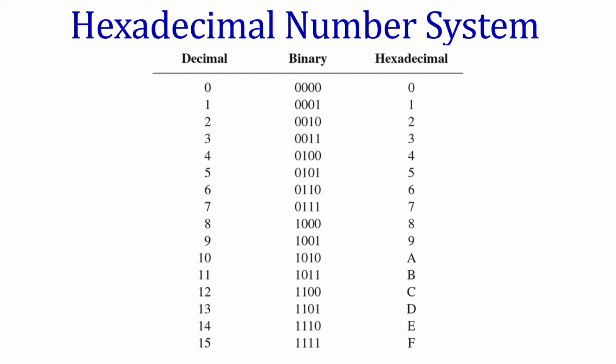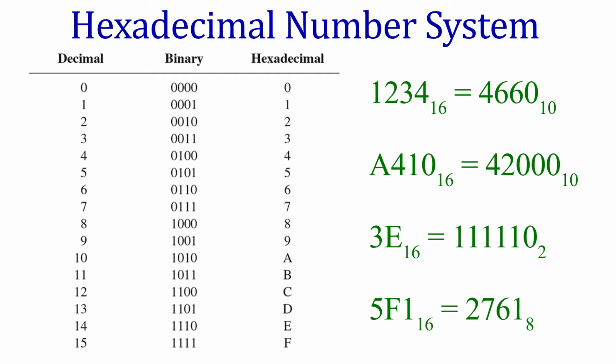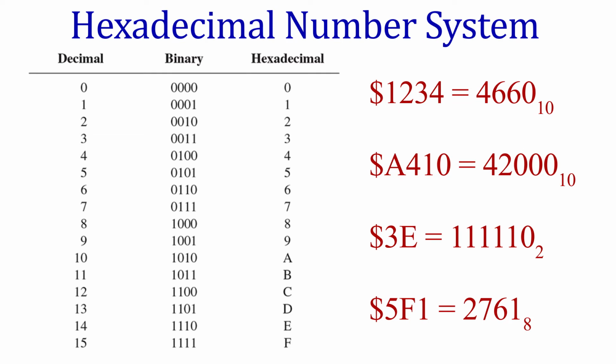To show that a number is in hexadecimal, two different conventions are used. The first is to use a 16 subscript after the hex number. This is generally used for mathematical purposes. It is also convenient when doing conversions, because you can use a subscript for whatever base your number is in. 16 is for hexadecimal, 10 is for decimal numbers, 2 is for binary, and 8 is for octal. The second is far more prominent in computer programming and hardware. Before the hex number is a dollar sign. The dollar sign is the indicator that the number is in hex. Keep these two conventions in mind.